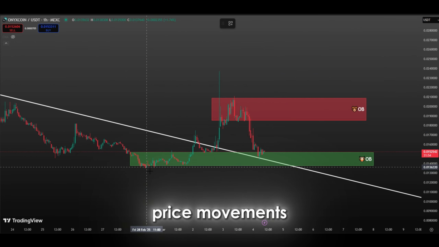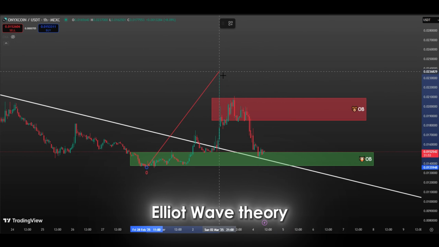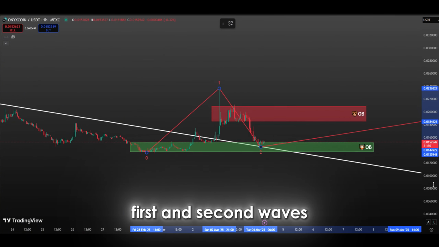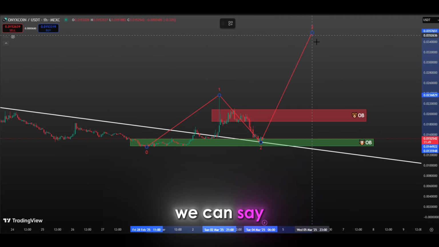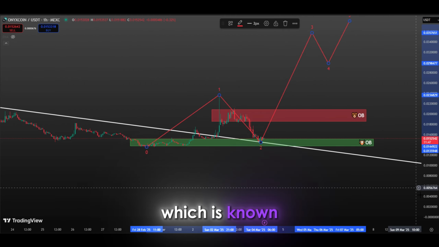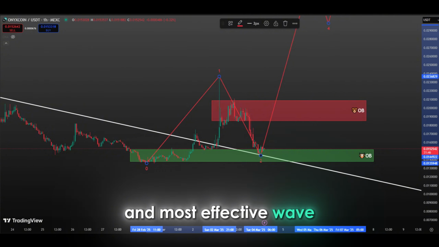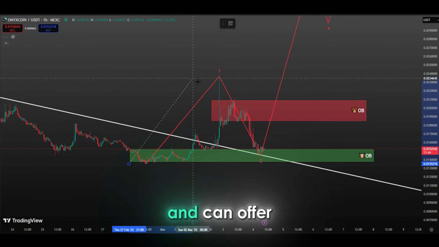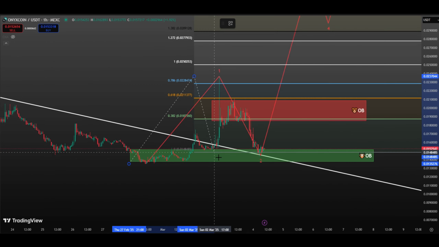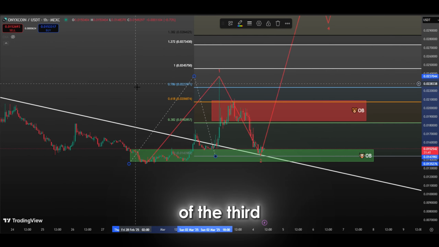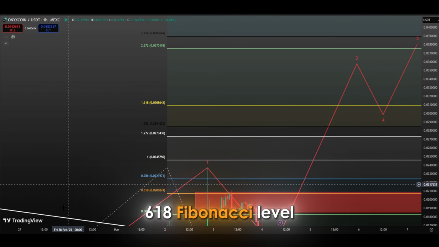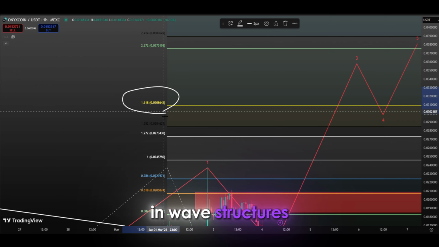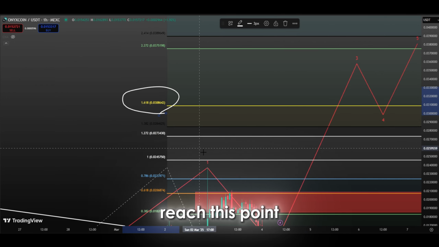When we analyze price movements according to the Elliott wave theory, we see that the current structure has completed the first and second waves. In this case, we can say that we are moving into the third wave, which is known as the strongest and most effective wave. The third wave is usually the wave with the sharpest and fastest movements and can offer great opportunities for investors. Technically, the minimum target of the third wave is calculated as the 1.618 Fibonacci level. This level is a common expansion ratio in wave structures, and the price is expected to reach this point.